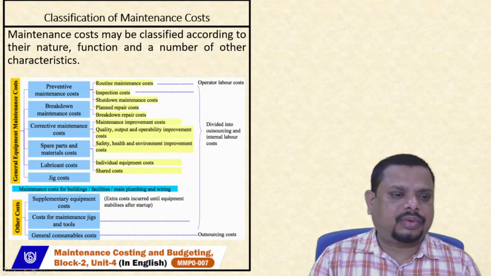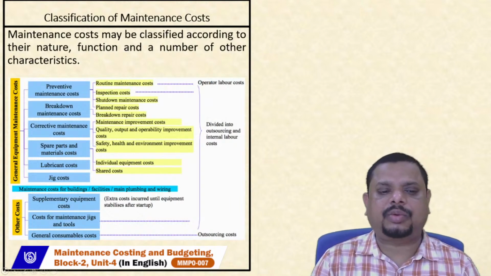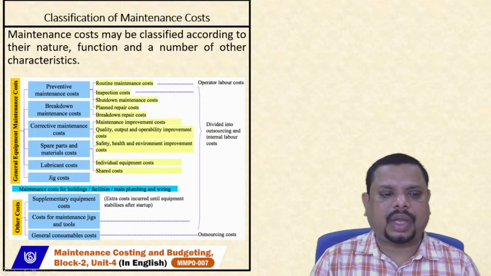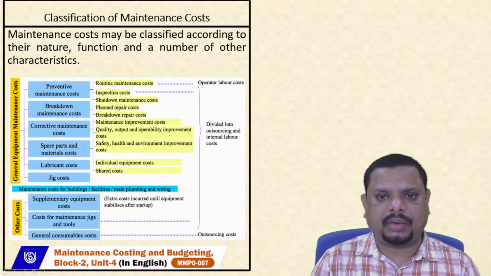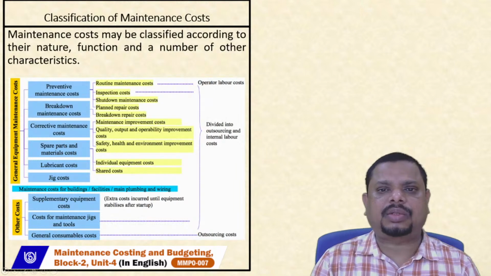Moving to the next one, the fourth one is known as spare parts and material costs. Under spare parts and material cost, we have individual equipment costs, and we have shared costs. For example, you are using a blower machine. The blower machine is used in mechanical departments, and it is also used in electrical departments. So in that case, both departments will share the cost, especially with reference to maintenance cost.